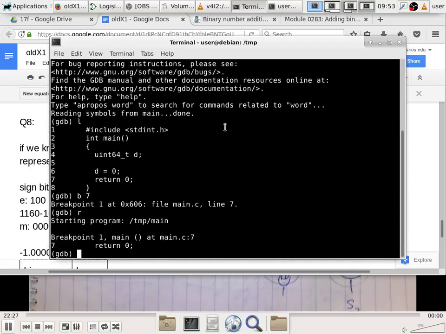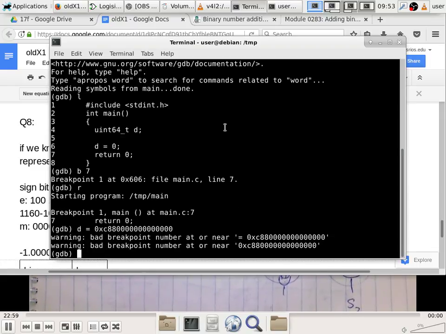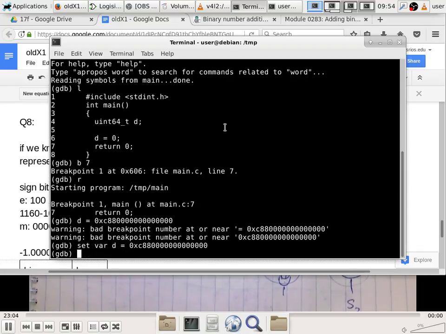Breakpoint on line 7, run the program. You cannot do the trick unless you're in execution of the program, because the variable d is a local variable, so it doesn't even exist until main is called, and that's why you cannot really access d unless the program is actually executing. So the way we do it is we say d is 0x c88 and then zeros, 1, 2, 3, 4, 5, 6, 7, 8, 9, 10, 11, 12. There we go. Bad breakpoint. Oh, set var d. There we go.